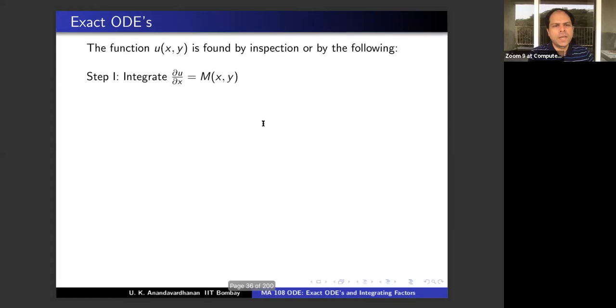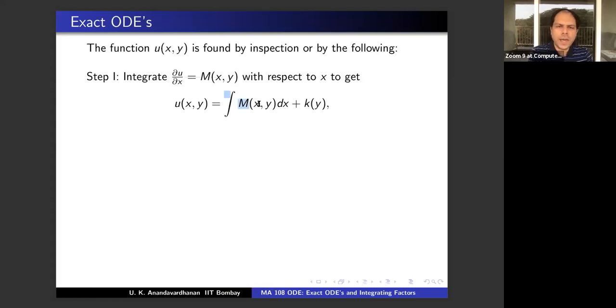Step 1, integrate del u by del x as m with respect to x. So you will get u of x y as integral of m of x y dx plus a constant. But that constant is constant with respect to x. So that constant possibly can have y in it. That can happen. It's a constant as far as x is concerned.